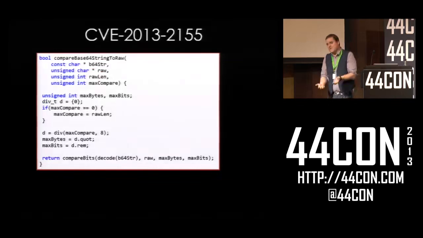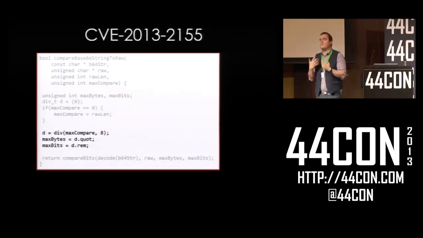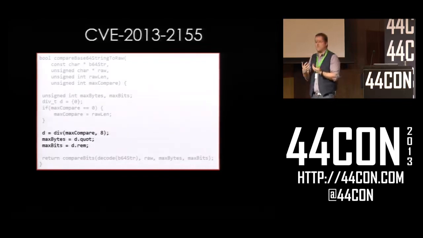So we then go into the next function, which is actually doing the verification. And I've already said that it's the number of bits, not the number of bytes. So the first thing you do is divide it by 8, because you want to get the number of bytes you want to check. So we take the quotient from that. We use the C library div function to do this. We get the quotient, which is the number of bytes, and the remainder, which is the number of residual bits we want to verify.